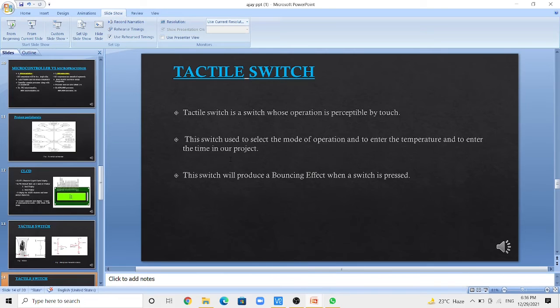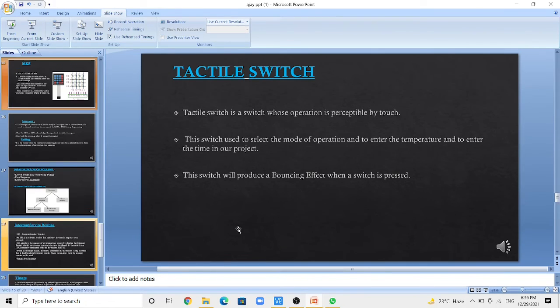We can set the time and the temperature by using convection mode and grill mode. In grill mode we can set the time. Okay, in convection mode we can set the temperature. By using this switch we can set the temperature. This switch will produce a bouncing effect when we press the switch.